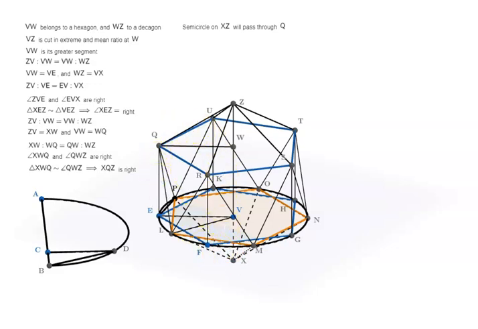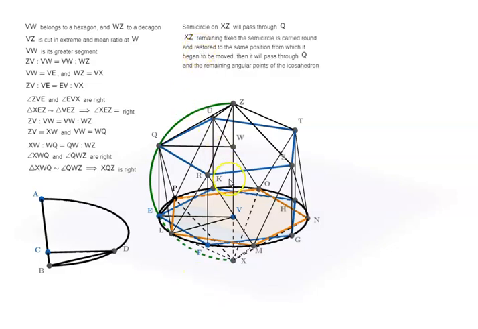So let's see whether it passes or not by drawing it. Yes, it is passing through Q. XZ remaining fixed, the semicircle is carried round and restored to the same position from which it began to be moved. Then it will pass through Q and the remaining angular points of the icosahedron. That means it will pass through R, S, T, U and back to Q.